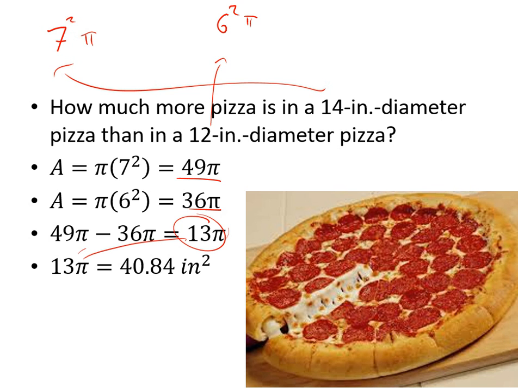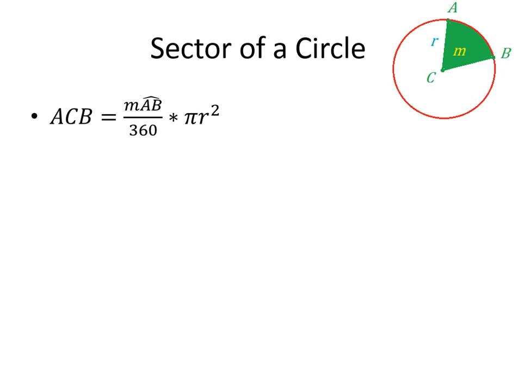But most people are like, I don't know how much that is. So we can change that, and when we multiply pi into it, we get about 40.84 square inches more pizza in a pizza with 2 inches more diameter. As you see, it seems like a lot, 40, which is about an 8 by 5 inch pizza more, approximately. So if they want to know how much more one is, just find the area of the two and then subtract. Pretty simple.